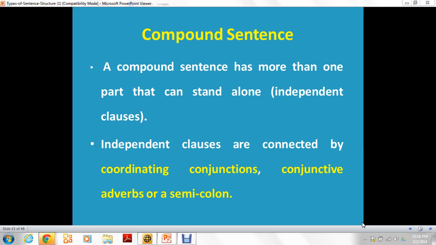Okay? So, in other words, if I take a compound sentence apart, I can break it into 2 separate sentences because they're both independent clauses.